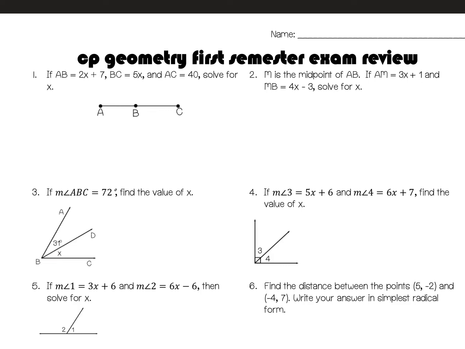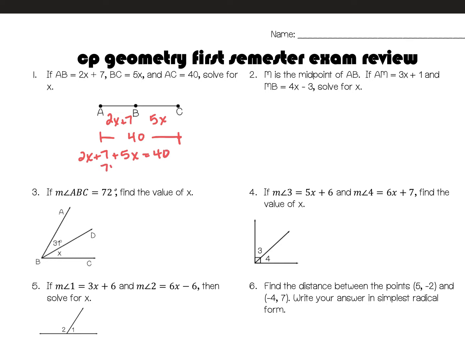First up, we have a segment here, and we know that AB is 2x plus 7, and BC is 5x, and then the entire thing is 40. So this is using segment addition. So what we're going to do here is we're going to have 2x plus 7. That's one part, plus the 5x, and that will equal 40.